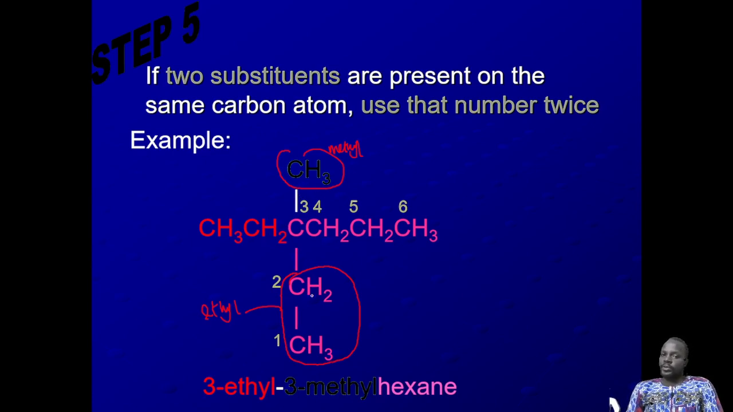So focus on the substituent to let you know the longest carbon chain. It is not necessarily going to be a straight chain. That is one thing. If you count the other way, it will give you a very wrong answer. So the next step, step 6.